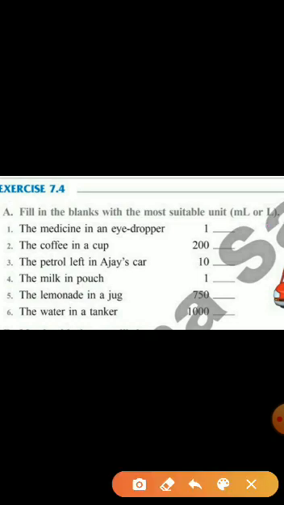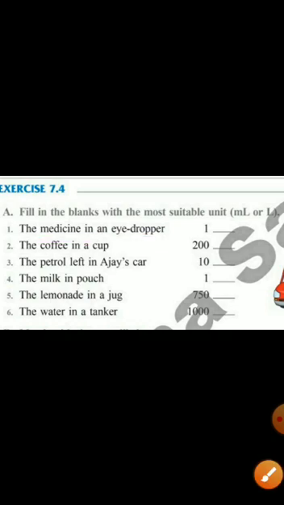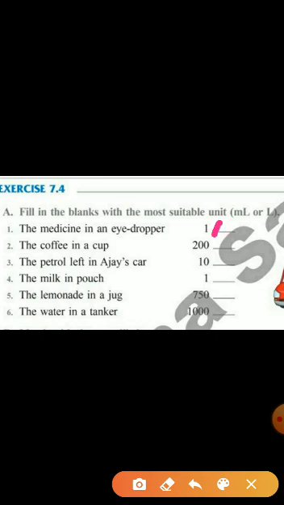So let's start. The first one is medicine in an eyedropper. Children, what do you think? The medicine in an eyedropper is 1 liter or 1 milliliter? Medicine in an eyedropper comes in very small bottle or in a very small tube. I think some of you might have seen as well. So it can't be 1 liter. It must be 1 milliliter, right? So which unit comes here? Milliliter.